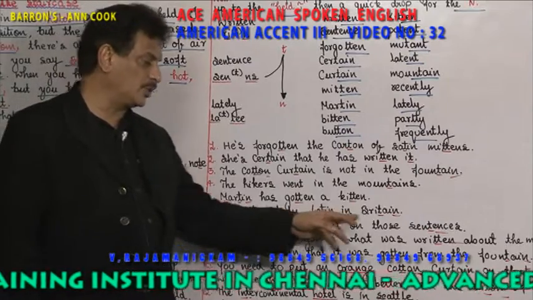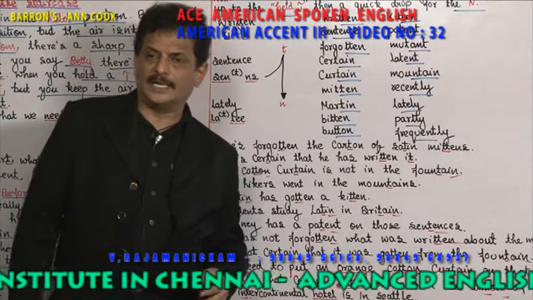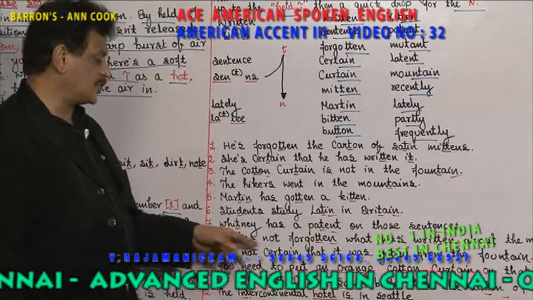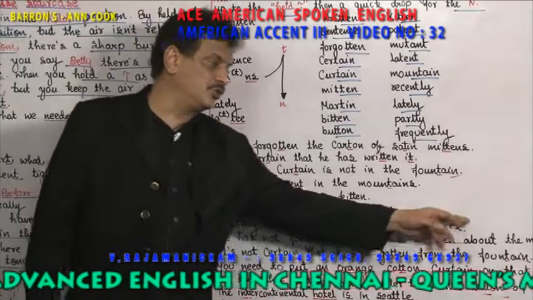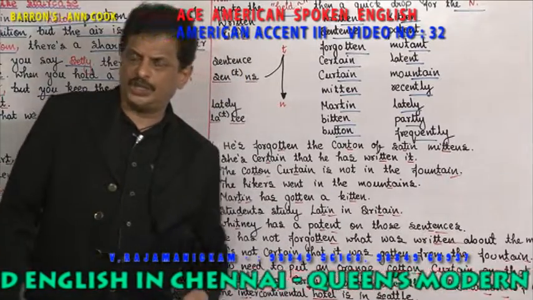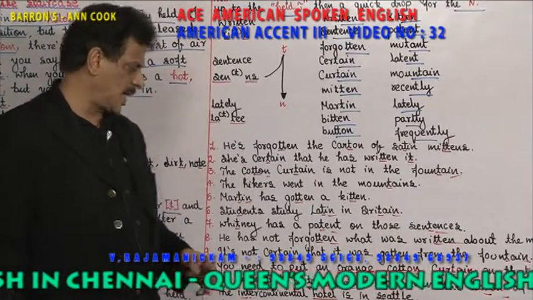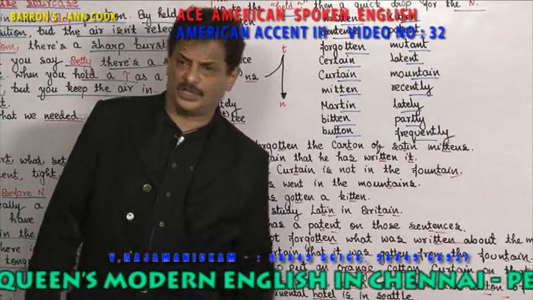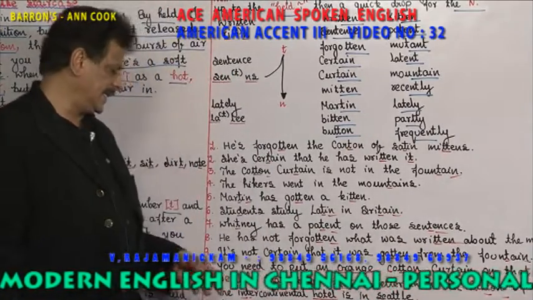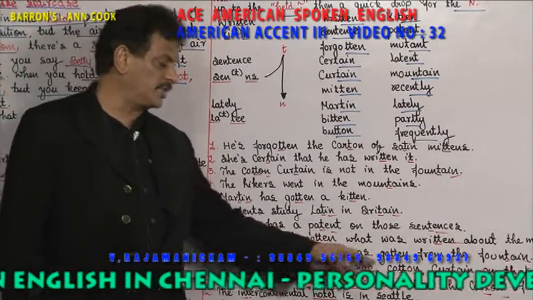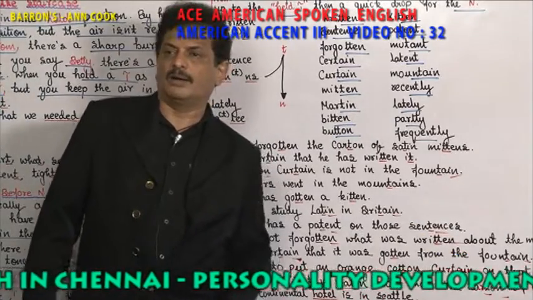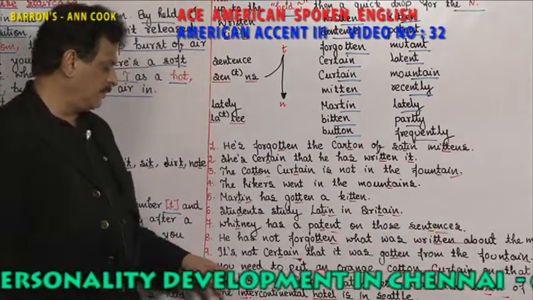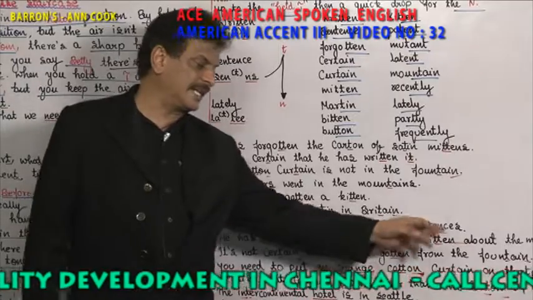Whitney has a patent on those sentences. He has not forgotten what was written about the mutant on the mountain. Next, it is not certain that it was gotten from the fountain. You need to put an orange curtain on that window. We like that certain satin better than the curtain of cotton curtains.